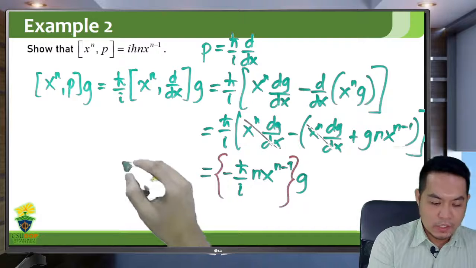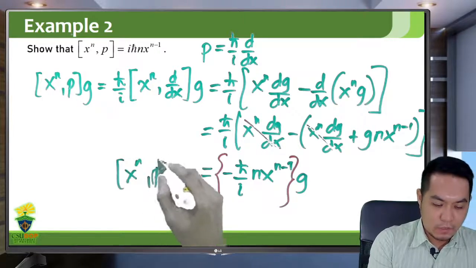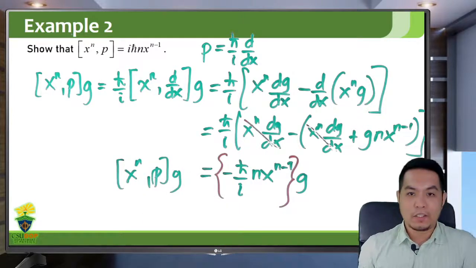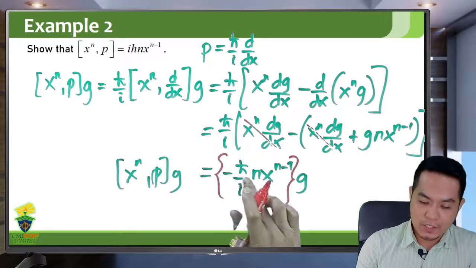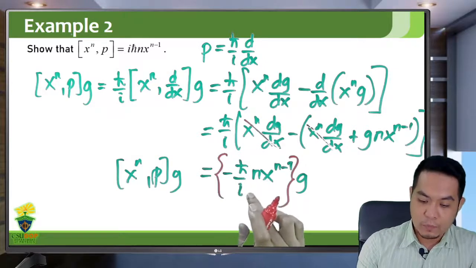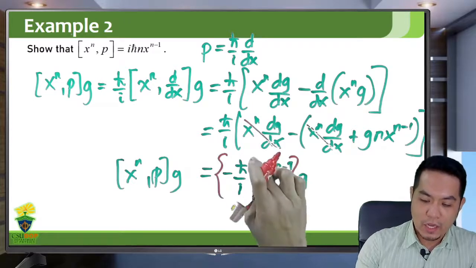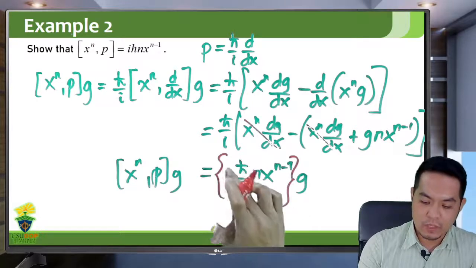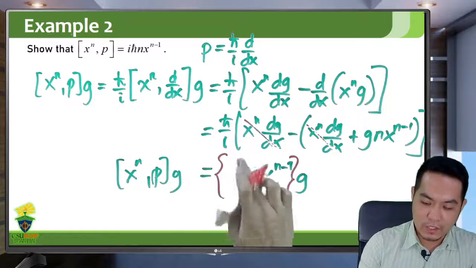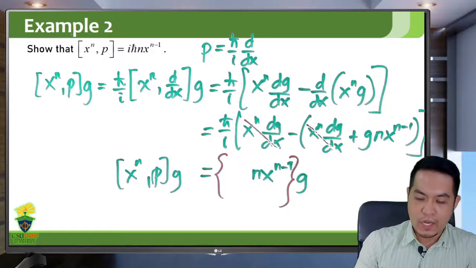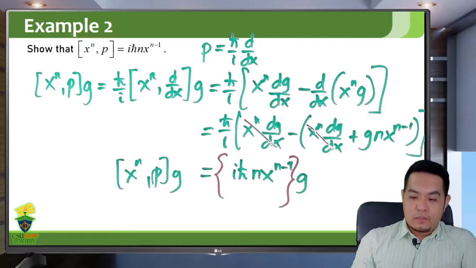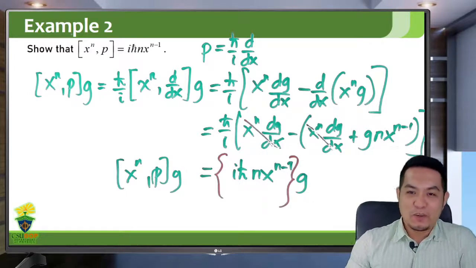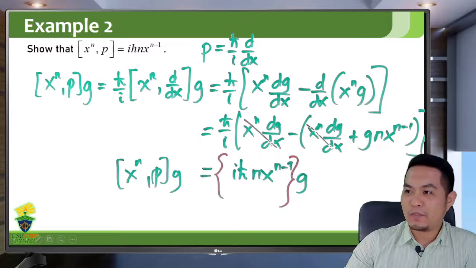So this is the commutator of x to the n and p acting on g. I can rationalize this, multiply by i over i. So i squared is negative 1, and the negative 1s cancel each other out, and it's just equal to i h bar. Quite easily done, QED. Okay, next example.